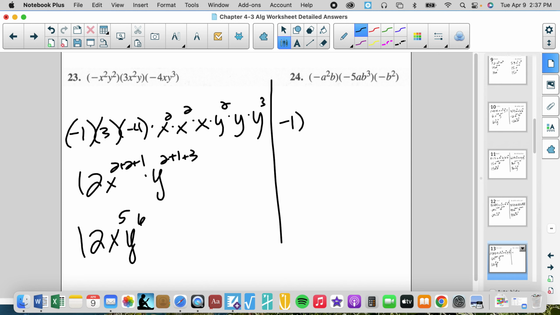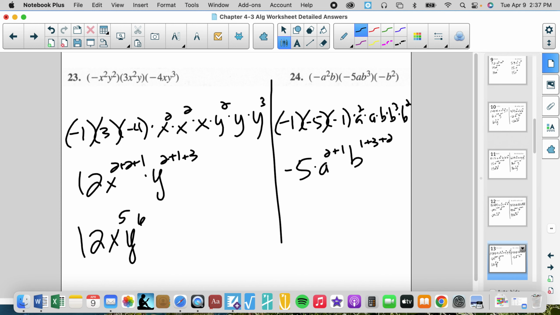That's negative 1 times negative 5 times negative 1 times a squared times a times b cubed times b squared. That is negative 5 a to the 2 plus 1, b to the 1 plus 3 plus 2, negative 5 a to the third, b to the sixth.